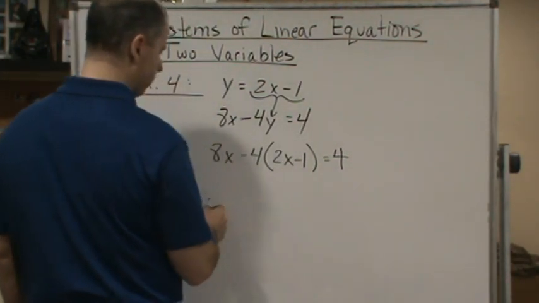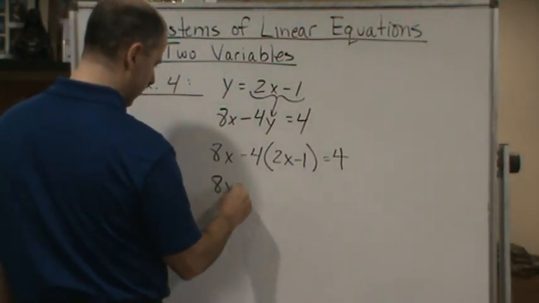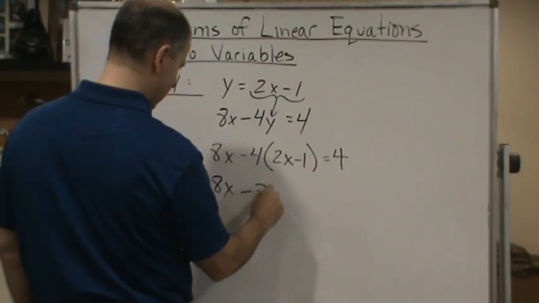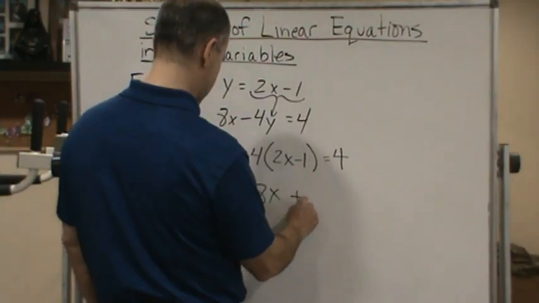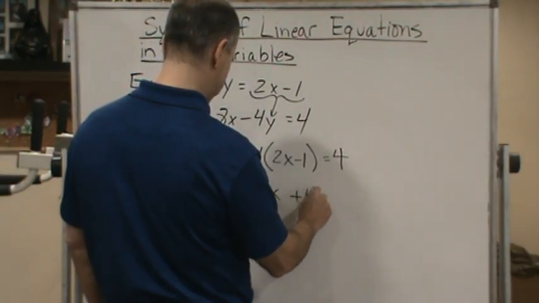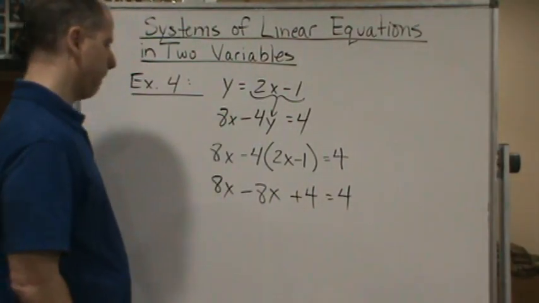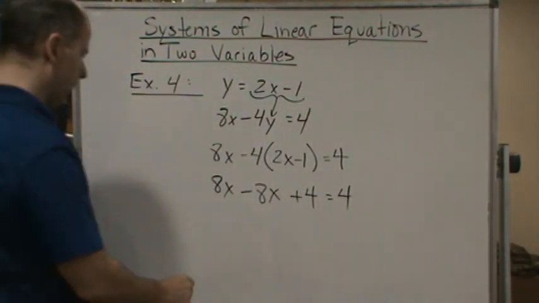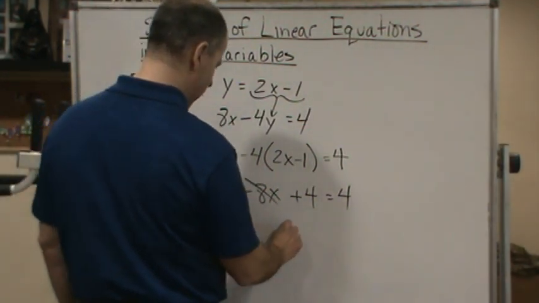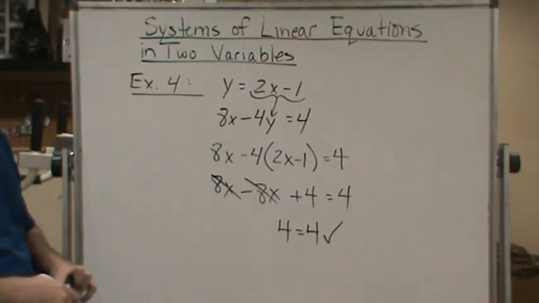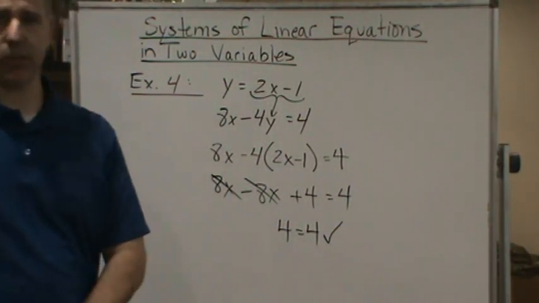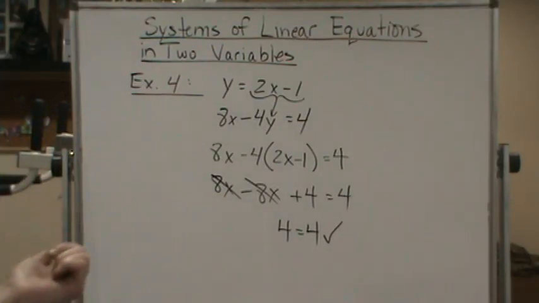And now I can just solve, right? So now it's 8x minus 8x plus 4 equals 4. Oh, and look at that. These drop out again, and now I get 4 equals 4, which is a true statement. That is always true, right? So what does this mean? This means that the equations are dependent on each other. There are infinitely many solutions.